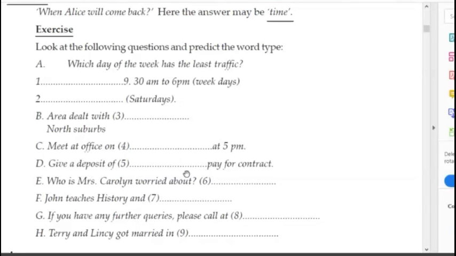Okay, so give a deposit of dash to pay for the contract. Rupees, like 500 rupees or dollars. Yeah, it's an amount. Right? We know it cannot be anything else. It can be an amount. And who is Mrs. Caroline worried about? She must be worried about a person, obviously a person who is very close to Miss Caroline, right?